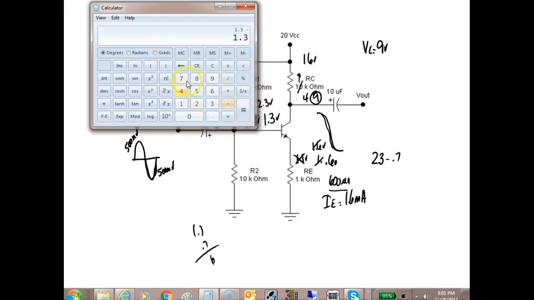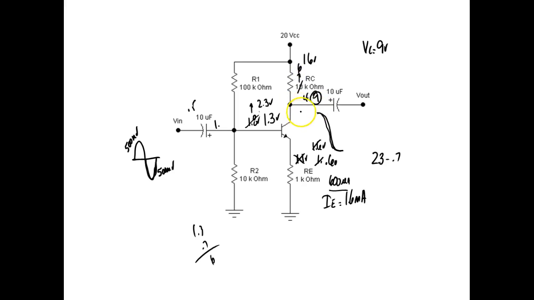So 1.3 minus 0.7 of a volt gives us 0.6. We're going to divide that by 1,000, which is a 1K resistor, which gives us this, right? You understand? I'm going to come up here and multiply this times 10K, which says this guy's going to drop 6 volts now, right? So this guy right here is going to go up to 6 volts. This is going to go up to 14 volts.